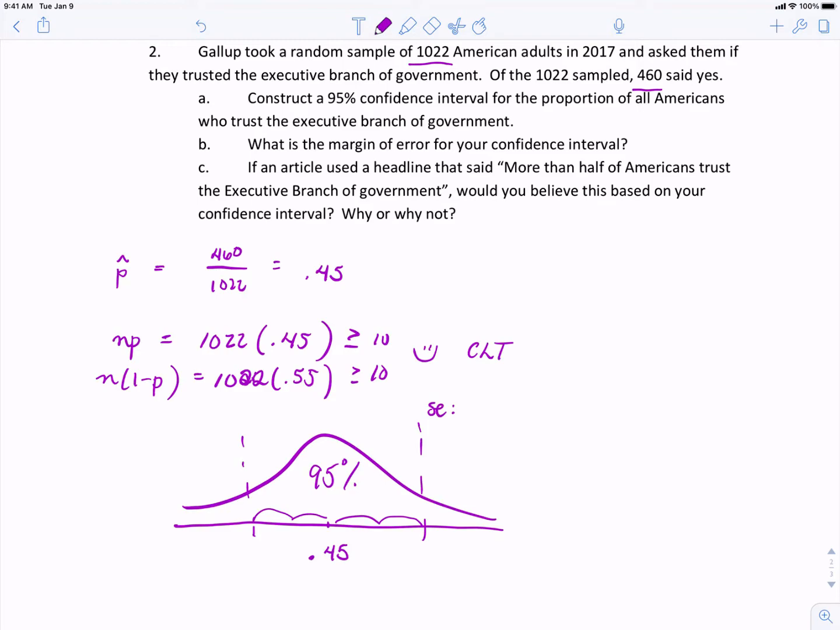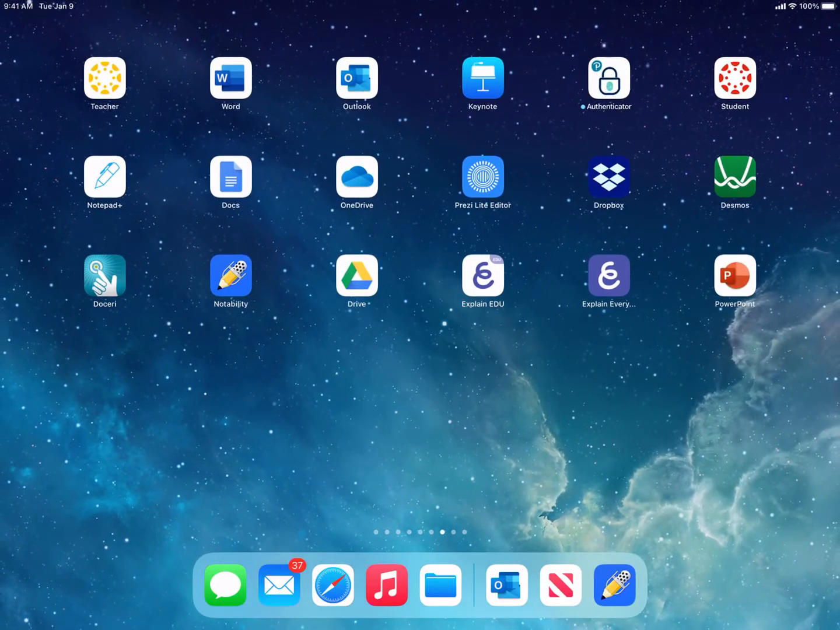So we're not going to bother to compute this number, we're not going to bother to add and subtract, because our computations are at best going to be estimates. So instead we're going to use technology, which is going to be much more accurate. All right, so we're going to go to StatCrunch.